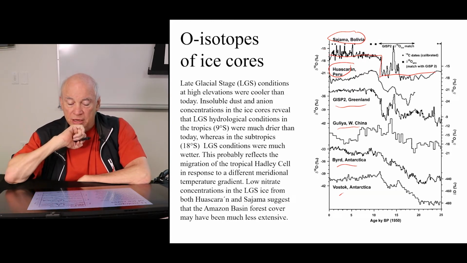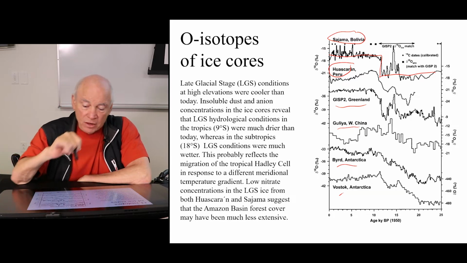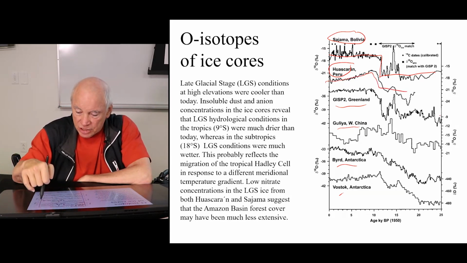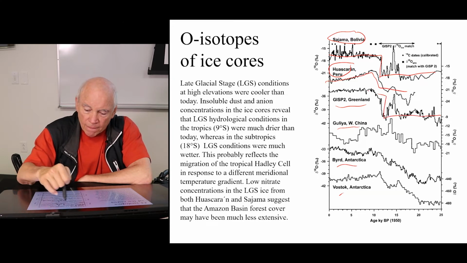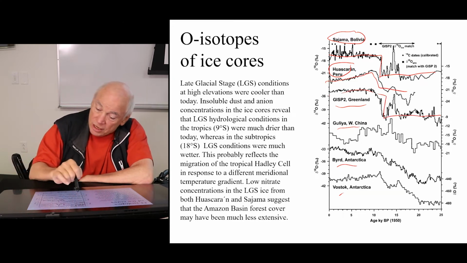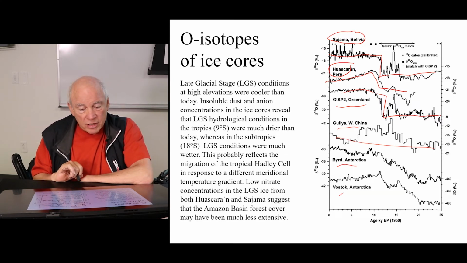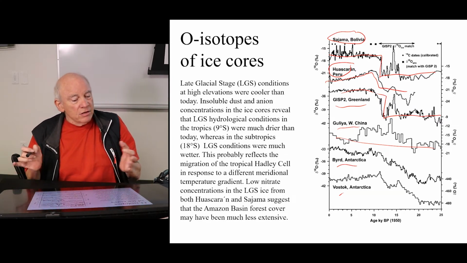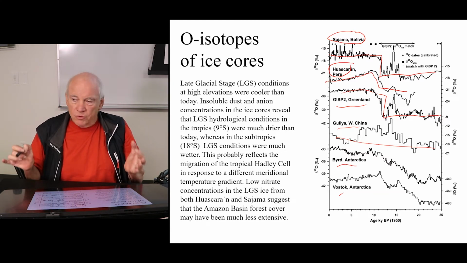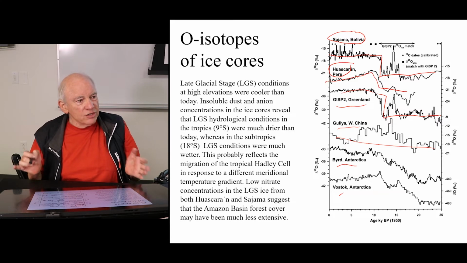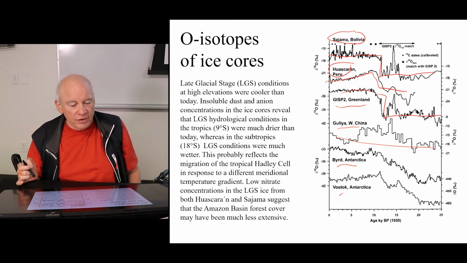We can see that spectacularly on Sajama. We can see it to a certain extent on Huascaran. We see it in Greenland pretty well. In China, not so much. In Antarctica, not so much either. This is the kind of results that people who work on the isotope stratigraphy of ice cores use to interpret the climate record.